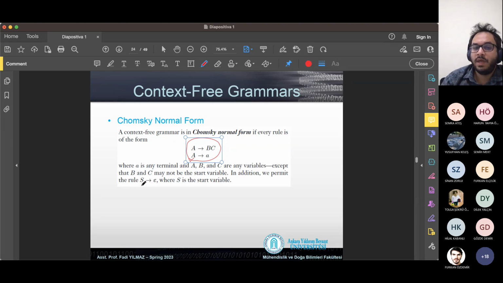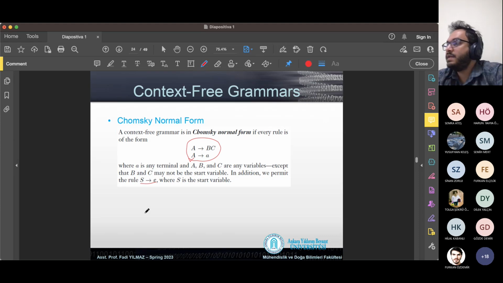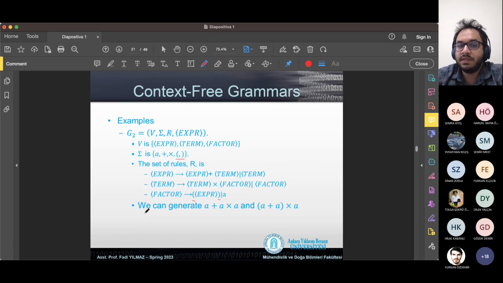Additionally, we have a rule like this: the starting variable can have epsilon. Okay, guys, so why do we have this? Because we need a generalized way of showing the languages. Because this is hard.